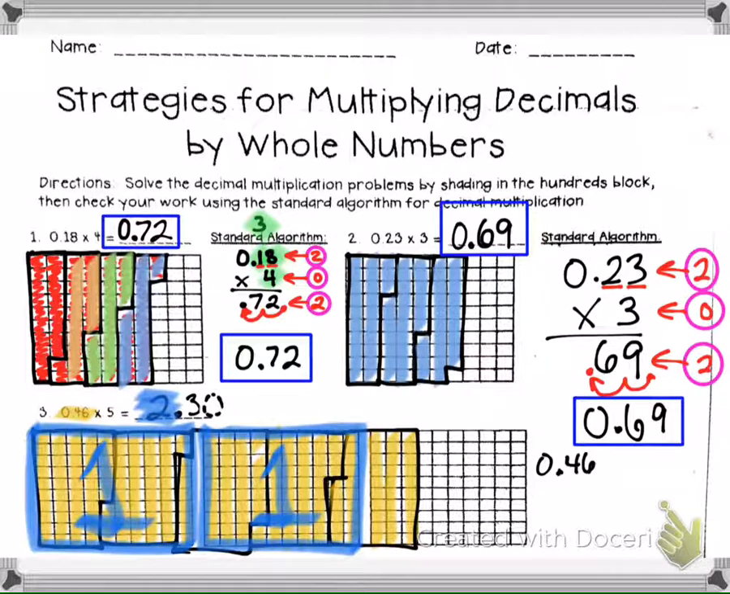Standard algorithm, set up my numbers and multiply as if they were whole numbers. Forget about lining up the decimal. We don't do that for multiplication. 5 times 6 is 30. There's my 0, carry the 3. 5 times 4 is 20. Plus 3 is 23. And now I do my bubbles.